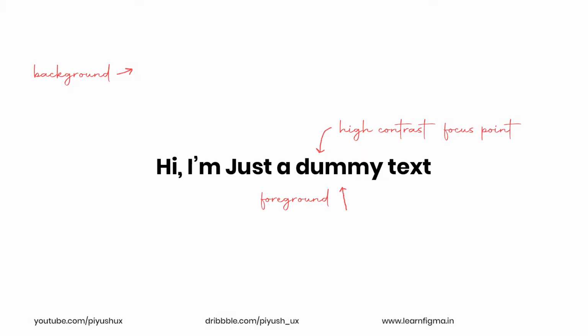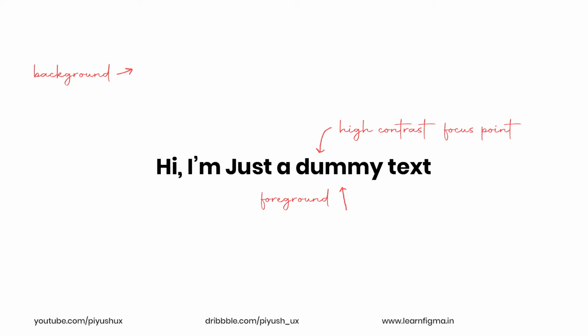In any design, there is always a background and the foreground. For example, in this case, the slide background is our background, which is white. So, contrast always happens between two things, and we use it to show importance and direct our users' focus to the point where we want them to focus. See, here the background is white and our foreground text is black, which is just the opposite of white. So it's contrasty enough for us to read it.